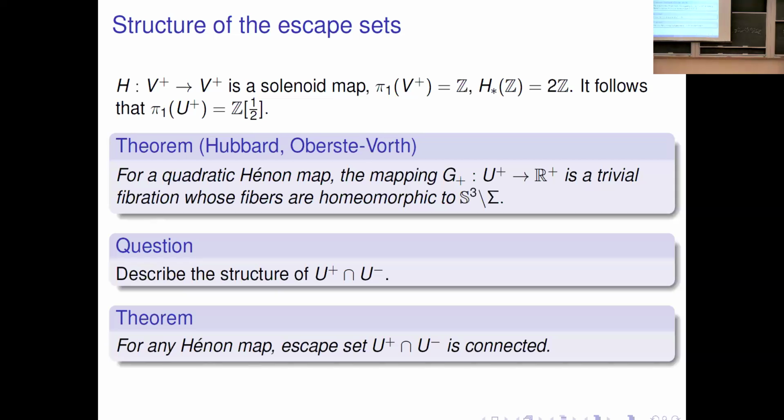Okay, so nothing is different for U minus. Now, the question I want to address is, what about the intersection? In one of the, I'm not sure which one, in the Bedford-Smillie series, it says nothing is known about the intersection. So let me now state a couple of theorems that are known.